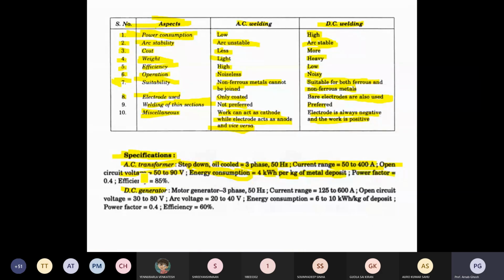Then power factor is 0.4, efficiency is 85%. Power factor is not so good, so that's another problem in case of the welding system.